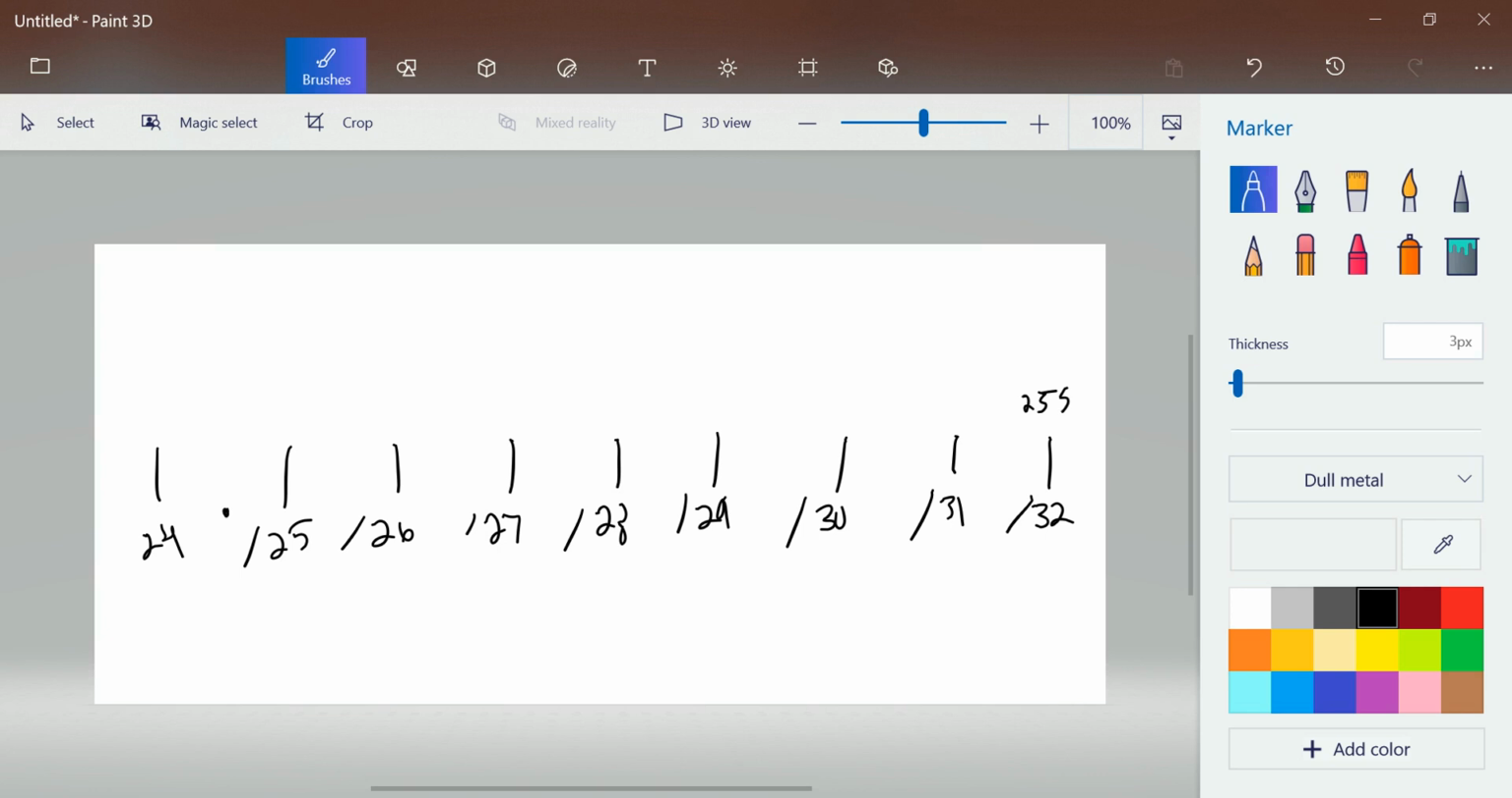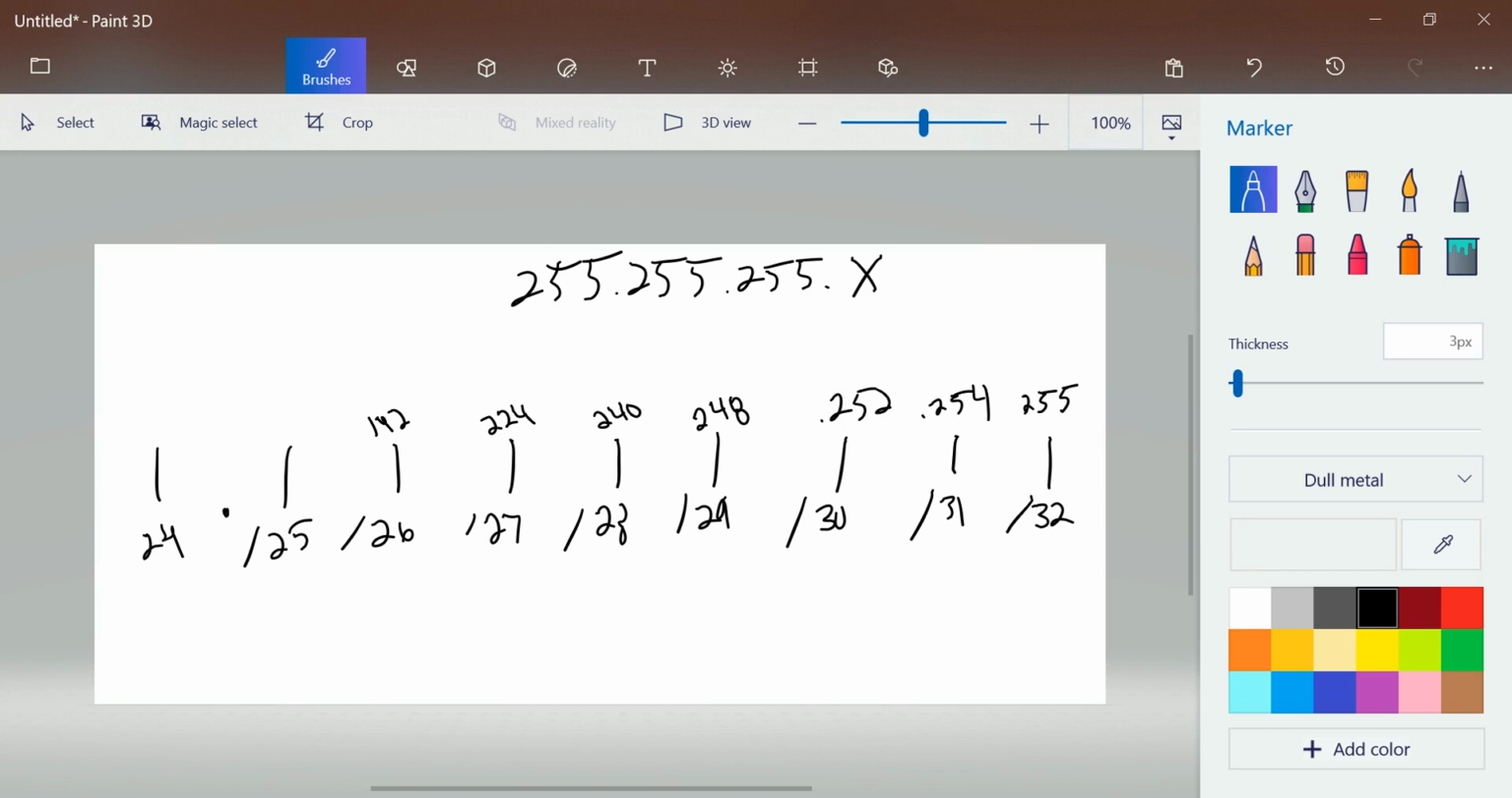So I know the last one is a 255. The next is a 254. And right now I'm working in the fourth octet. So let me clarify: the first 3 octets would be 255.255.255, dot x, and that's what these numbers represent in this fourth octet. So dot 255, dot 254, dot 252, 248, 240, 224, 192, 128.